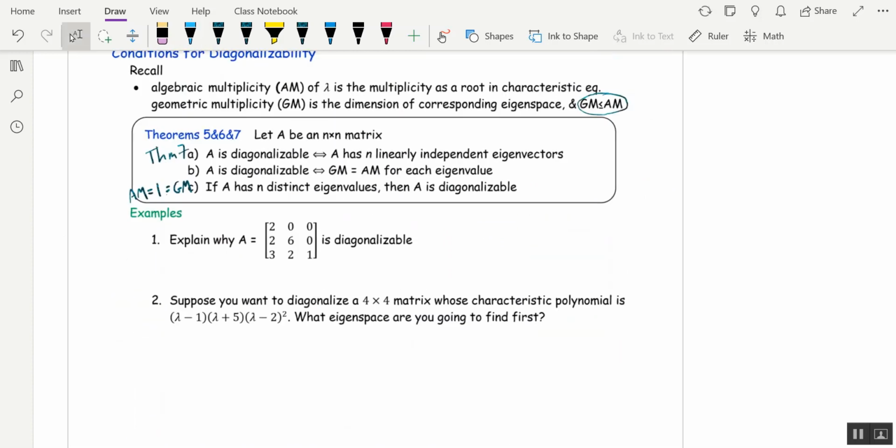Okay, just some short answer questions here. Explain why this matrix is diagonalizable. All right, hopefully you've thought about that for a second. First of all, it's a triangular matrix. It's lower triangular, so we can read the eigenvalues right off the diagonal. So we see we have 3 distinct eigenvalues. So that falls under C, this category. If we have n distinct eigenvalues, we're diagonalizable.